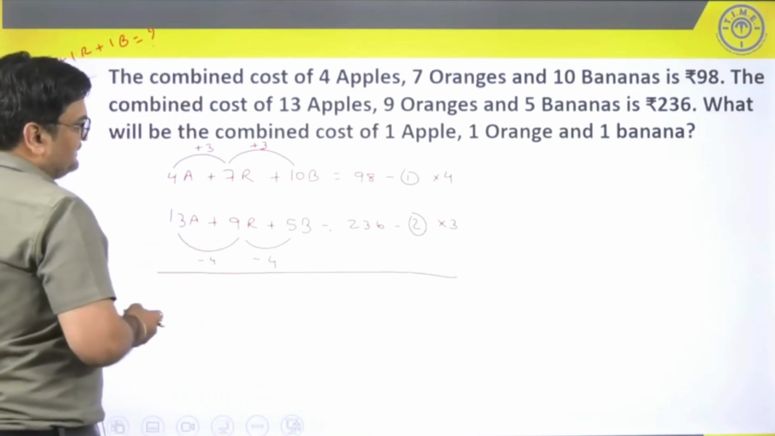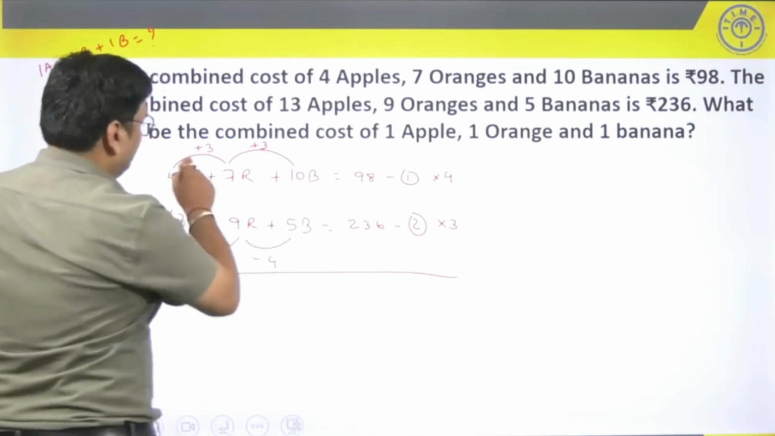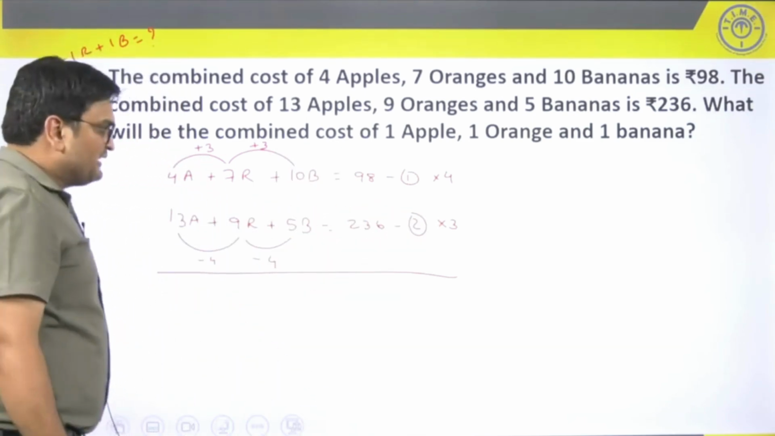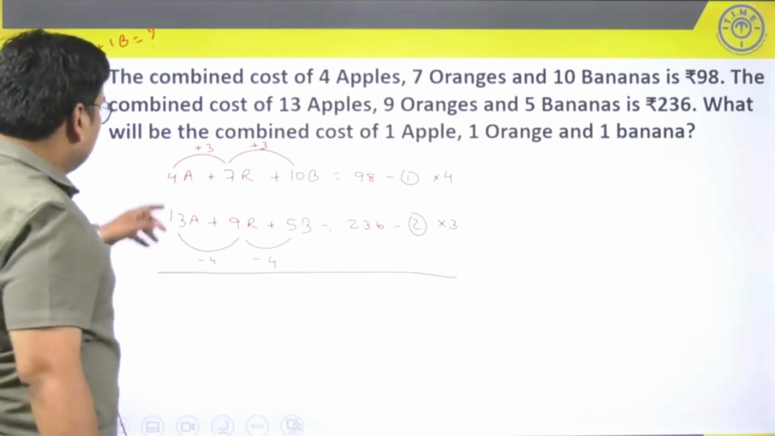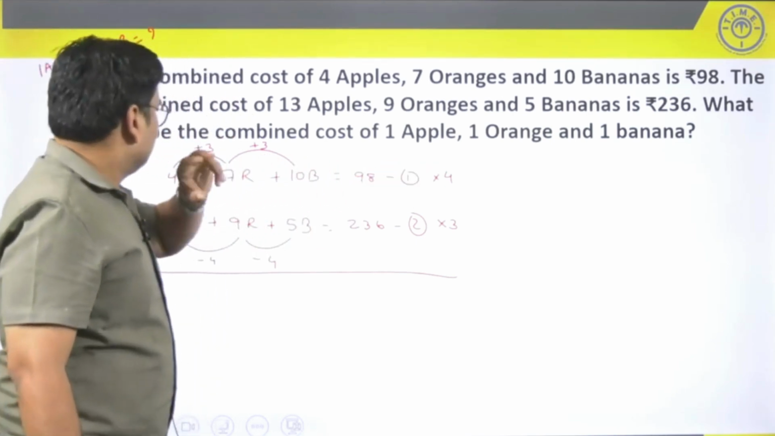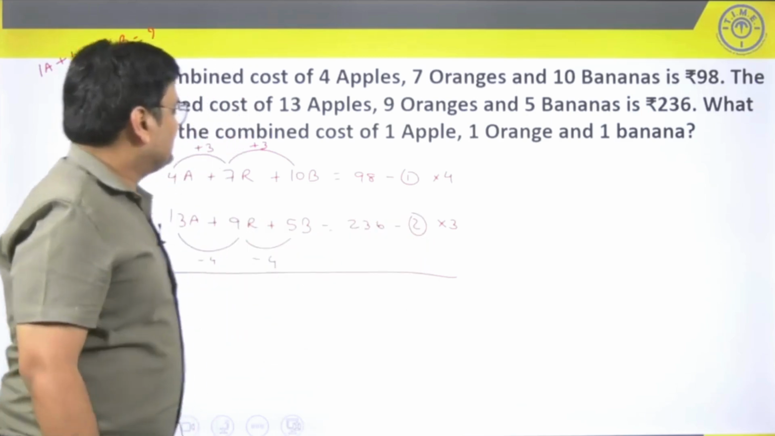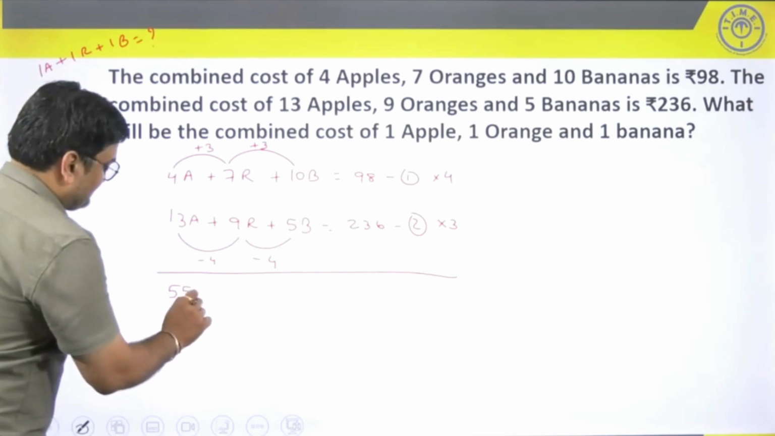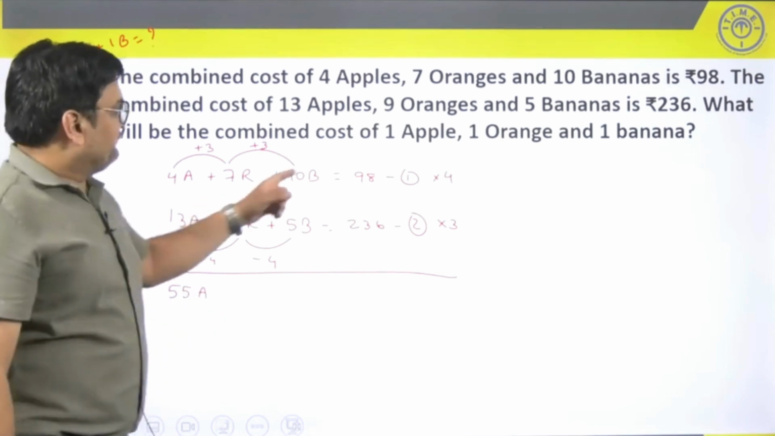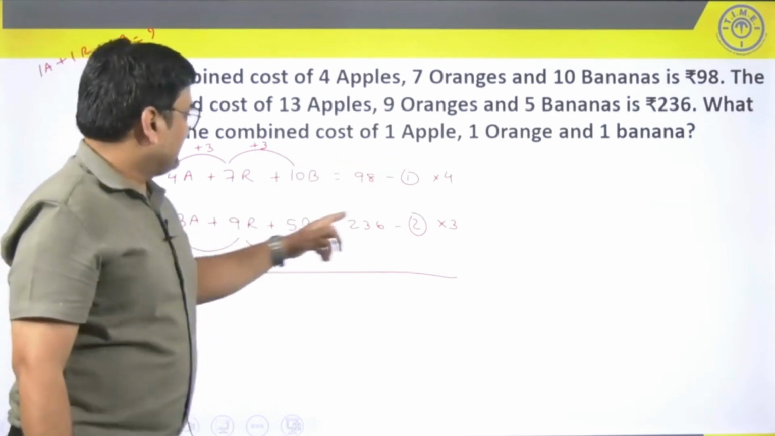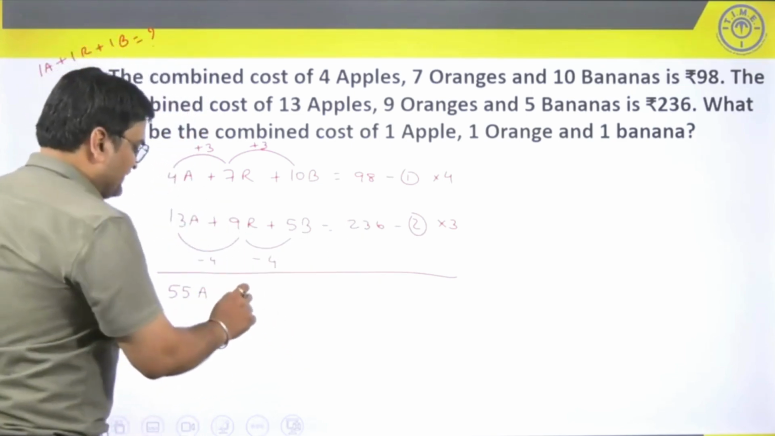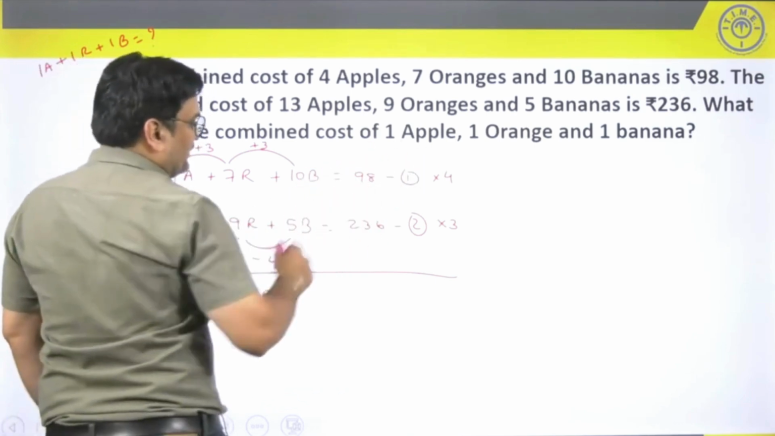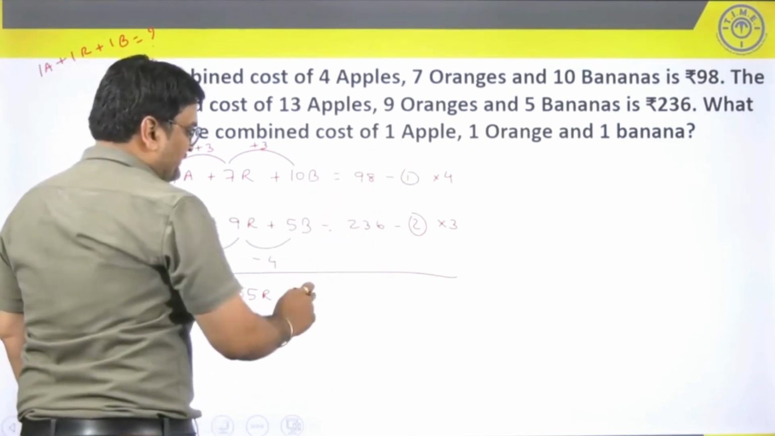Let's try to do it. So what do we get? 4 into 4 is 16, 13 into 3 is 39. So how much is it? 39 and 16, 55. 7 into 4, 28, 9 into 3, 27, 28 and 27 will be 55 again. 10 into 4, 40, 5 into 3, 15, again 55.